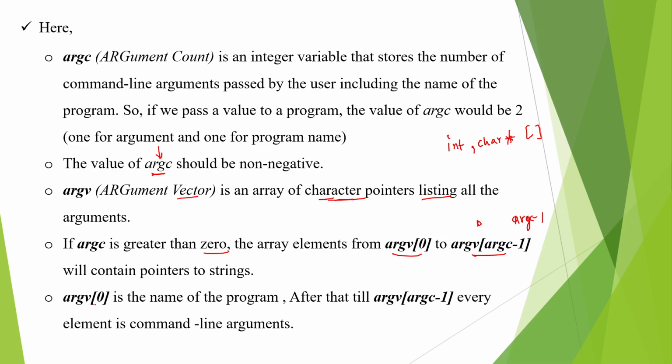We said that the first command line argument is nothing but the name of the program, the name of the file. That is why argument vector of 0 is going to be the name of the program. After that, till argument vector of argument count minus 1, every element is going to be a command line argument.